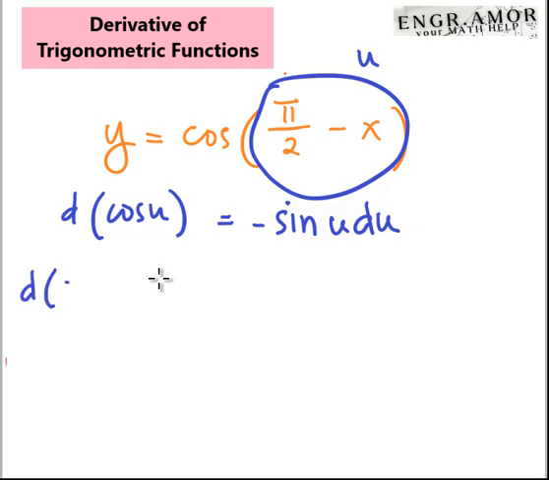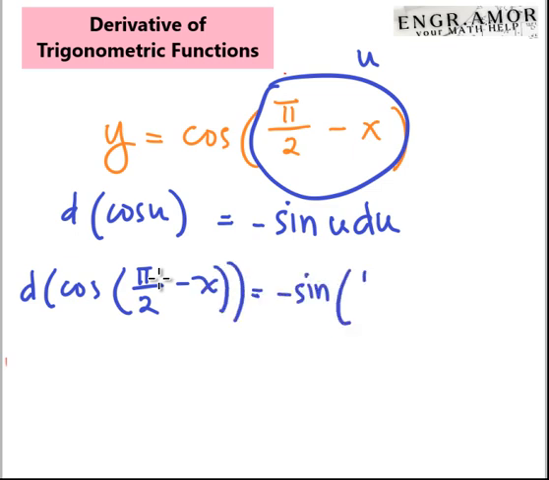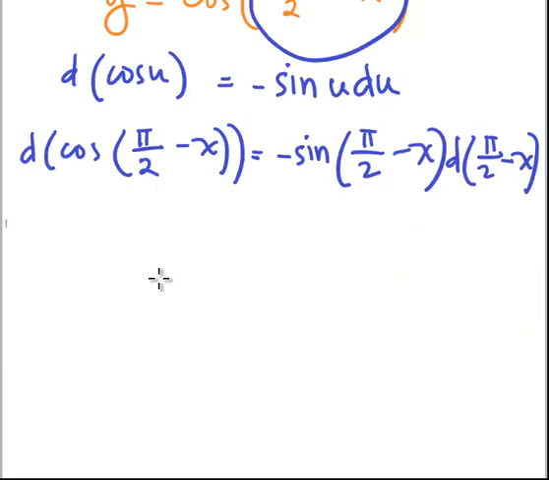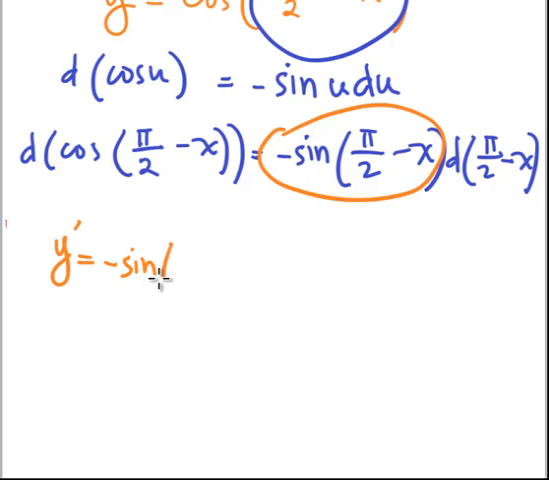So if we will rewrite that one, the derivative of cosine pi over 2 minus x is equal to negative sine of our u, pi over 2 minus x, times the derivative of our u, which is pi over 2 minus x. So the answer now will be y prime is equal to, copy this one, okay, that's negative sine pi over 2 minus x times the derivative of pi over 2.